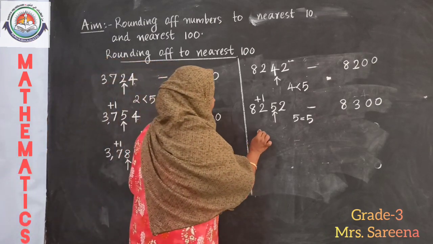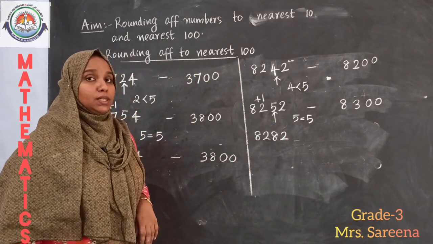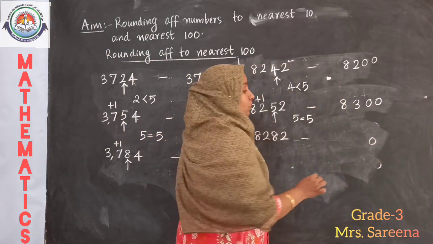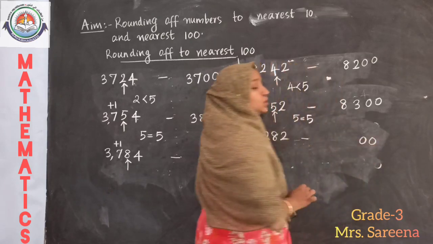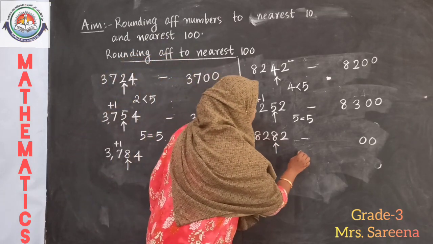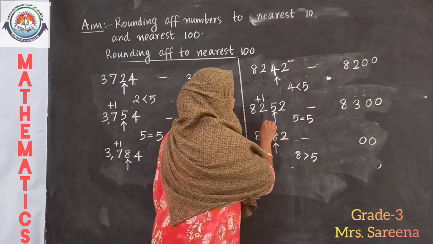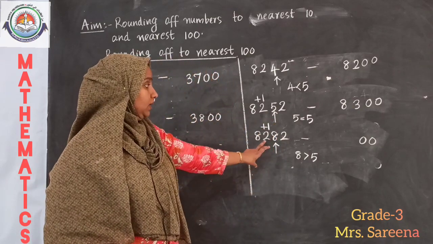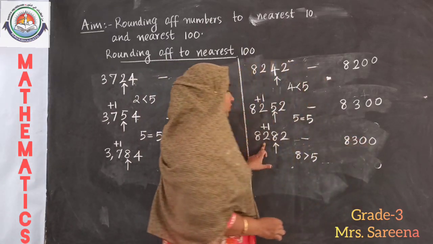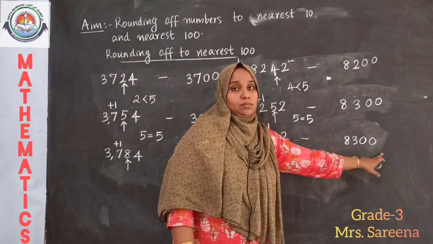Okay. Then another, 8,282. Can you do it alone? Then children, after rounding off, the ones place is 0. The digit at the tens place is also 0. Then check the number here. What is that? 8. 8 is greater than 5. Then what do we have to do? We should add plus 1 to the number at the hundreds place. So this is 3 and this is 8. So after rounding off, we get 8,300. Understood?